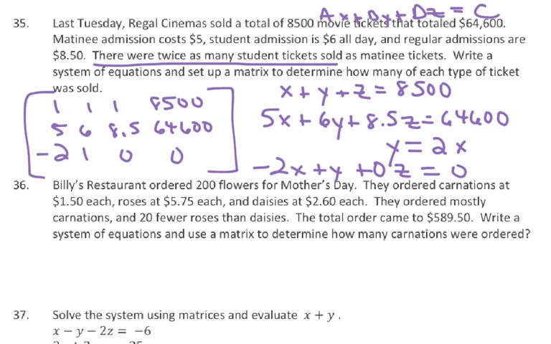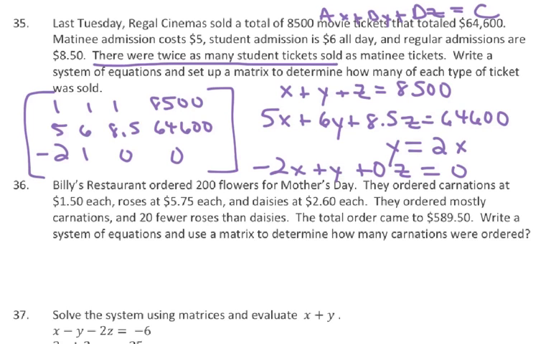Number 36, Billy's Restaurant ordered 200 flowers for Mother's Day. They ordered carnations at $1.50 each, roses at $5.75 each, and daisies at $2.60 each. They ordered mostly carnations and 20 fewer roses than daisies. The total order came to $589.50. Write a system of equations and use a matrix to determine how many carnations were ordered.